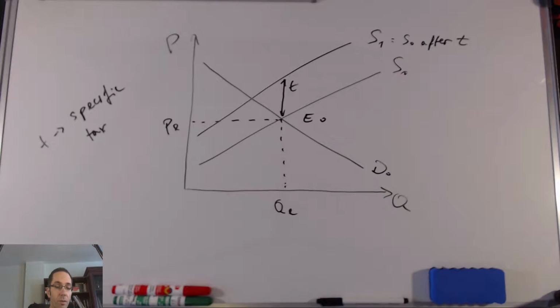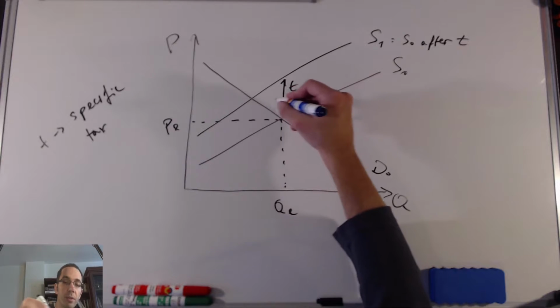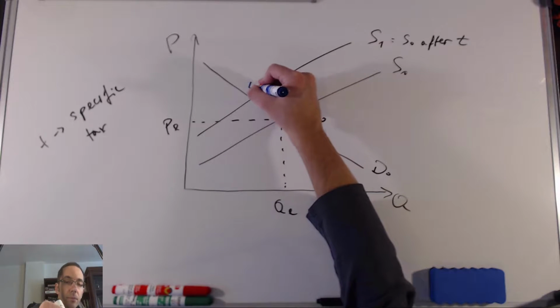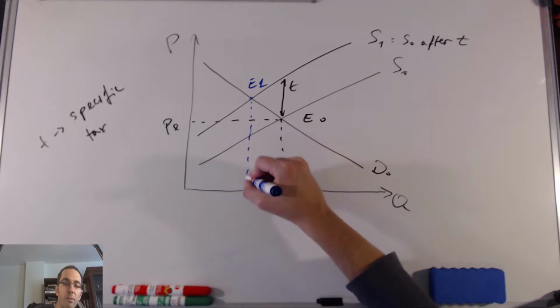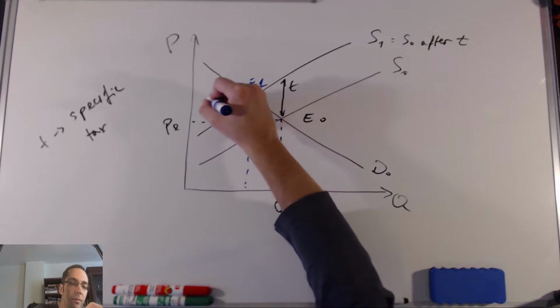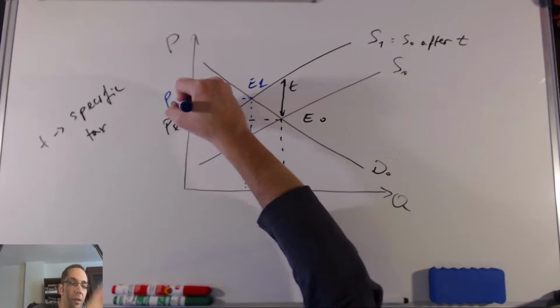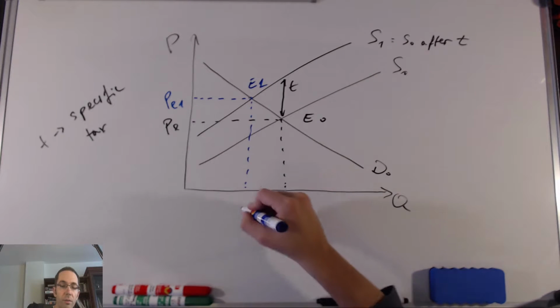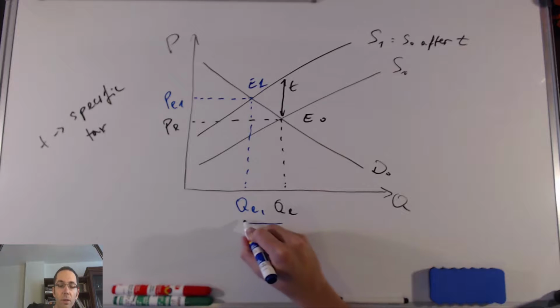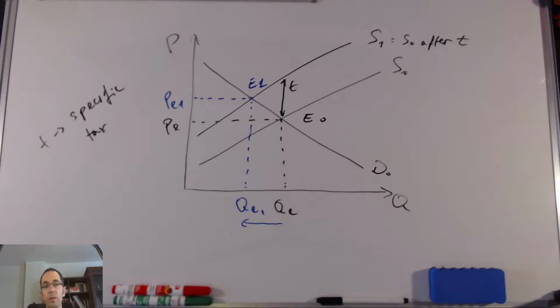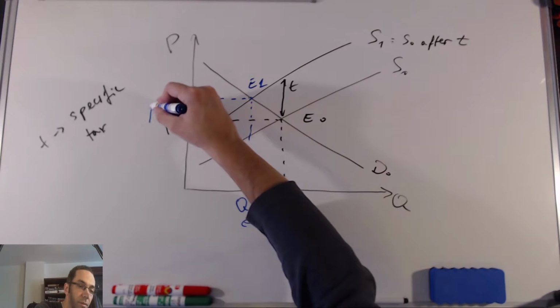So what is going to happen is that when we generate the new supply curve S1, we're moving the equilibrium point from E0 to E1. And at E1 we have a new price PE1 and a new quantity QE1. Obviously, because of the tax, the quantity sold on this market has declined and the price has increased.